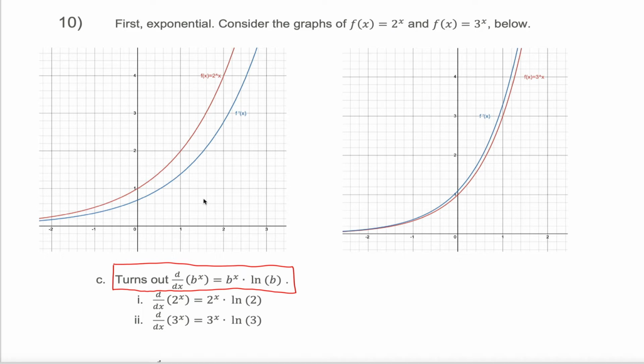That's it. When you're taking derivatives of any exponential function, all you've got to do is leave the exponential function alone, but remember to tack on the natural log of b.